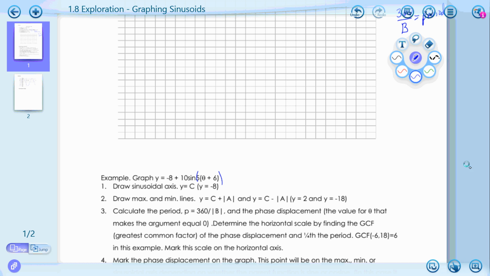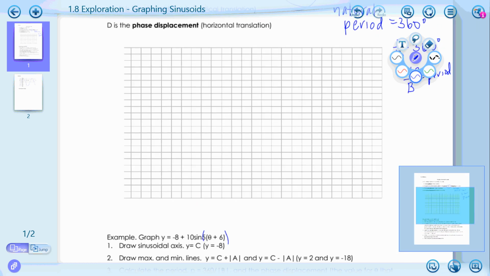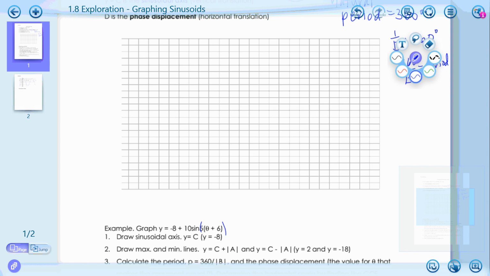Okay, step one, draw the sinusoidal axis at y equals c. So the question is, where do you want to draw that? Well, I want that to be in the middle of my graph. Now, the problem is I have to put scales on my axes. I want to draw my vertical axis so this whole graph fits on. What I want to do is think ahead about where the sinusoidal axis is going to be and where my maximum value and my minimum value are going to be.